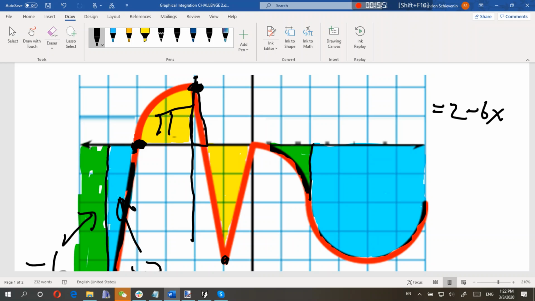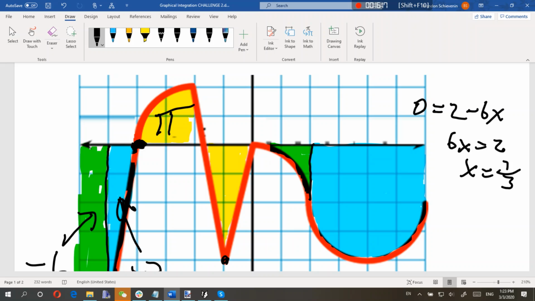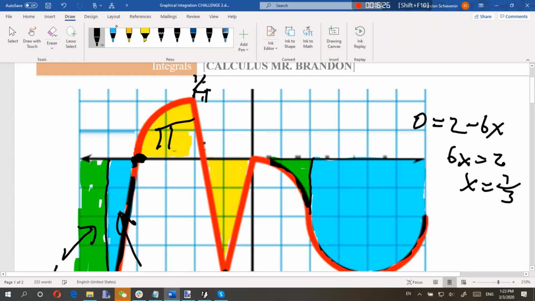So if I want to figure out what my x value will be, that's my distance from this point, if y is equal to 0, then I can solve for x. So that's 6x equals 2, or x equals 1/3. So this distance from here to here is 1/3. Okay, so I'm going to undo all that. We just proved this distance from here to the intersection point is 1/3. So that means this distance from here to here is 2/3.